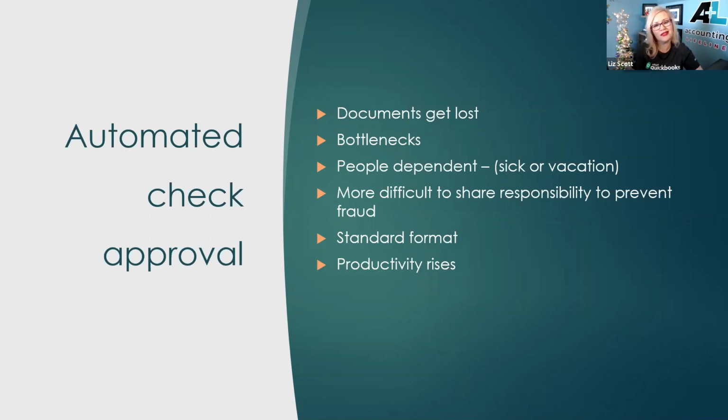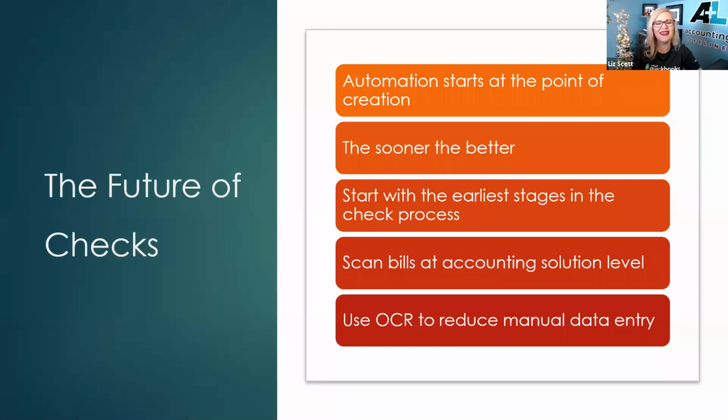Then we also have people that just are out. Right now, especially, people are out of offices. They're not in there. And so it's just much more difficult to share the responsibility if it's a paper check that is sitting inside of a paper bin in somebody's office. So, if we're thinking about that, we've got to have a way to standardize our future of checks. And my thing is that automation should start from the very beginning of the check process.